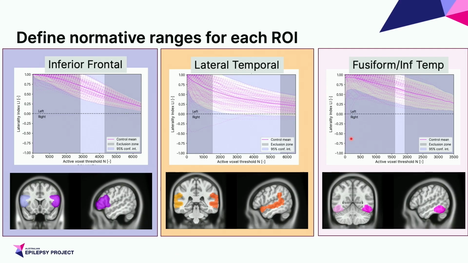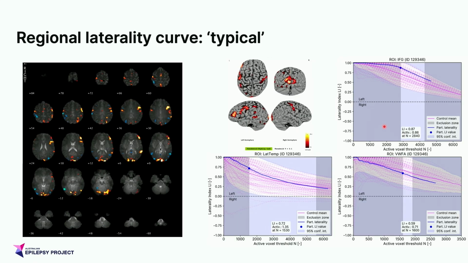We repeat this process across each of our regions of interest. I'm showing them here for the inferior frontal region, the lateral temporal region, and this fusiform inferior temporal region. Here are some examples of the type of behavior we get. This first one would be flagged through this automated process as a typical left lateralized language pattern. If we look at the axial slices, this is in MNI space now.